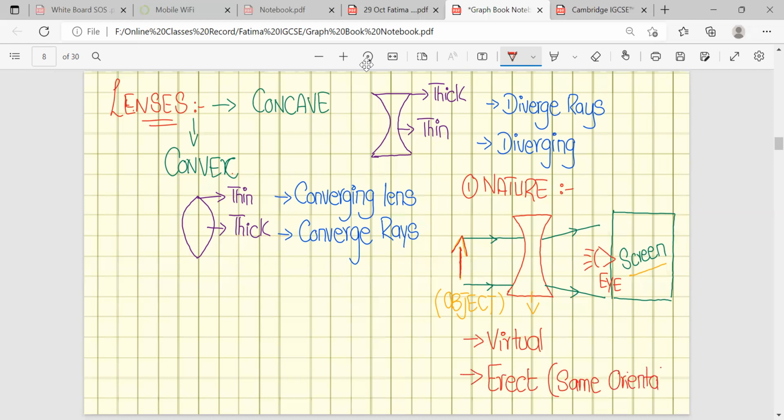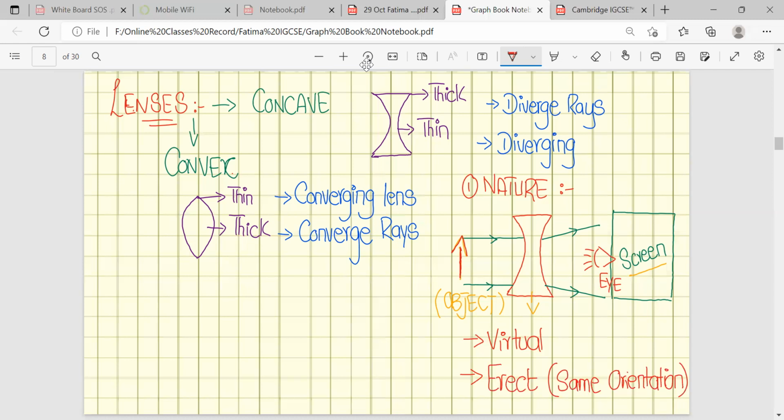The image will be of the same orientation. That's why we call the image an erect image, and virtual because we can't get the image of an object on the screen, right? And if we discuss the converging lens, which is convex, the convex lens works completely differently from the concave lens, right? Because the convex lens is a converging lens.